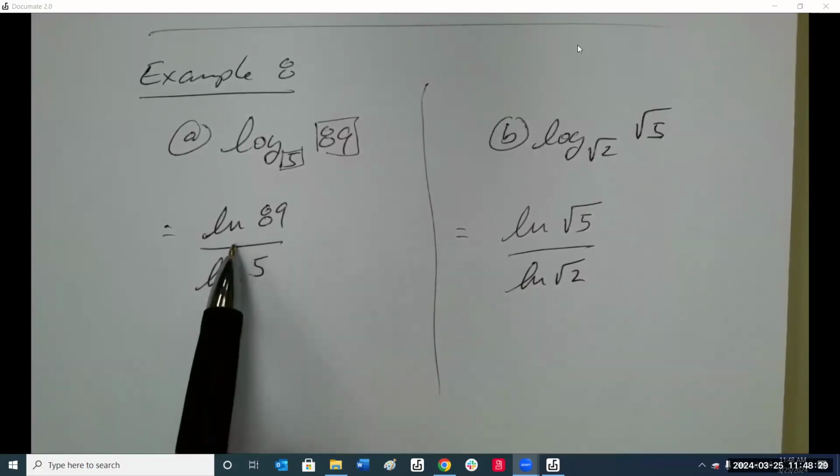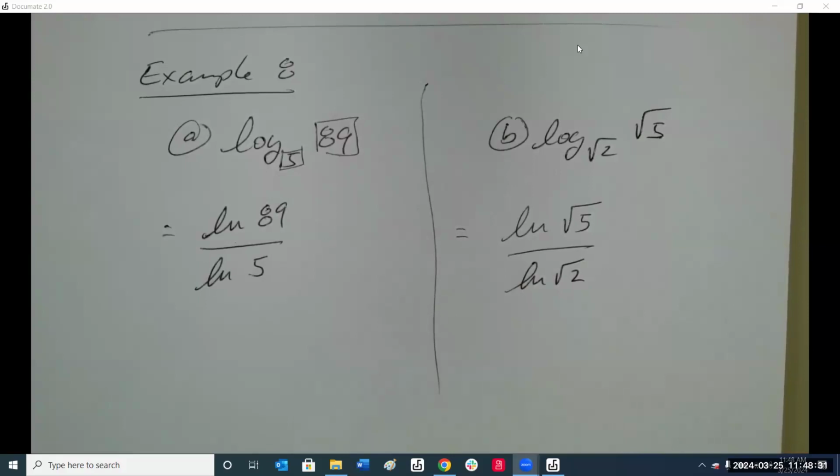The reason I use ln is it's a lot less writing than log. I save it by one letter. I'm saving my ink. That's it for that section. Pretty easy. Again, we did most of this stuff earlier.